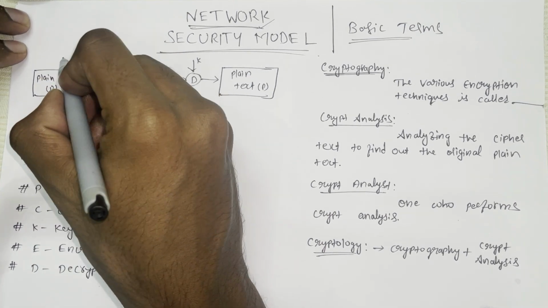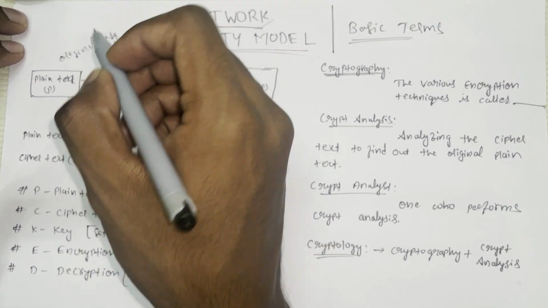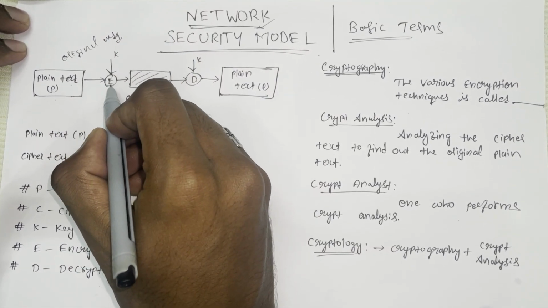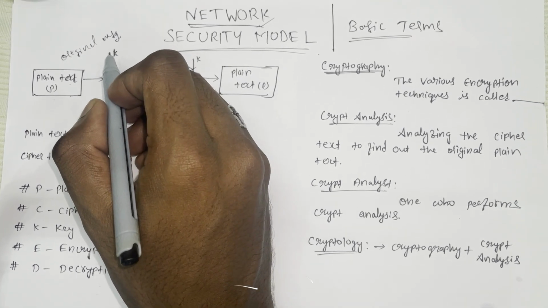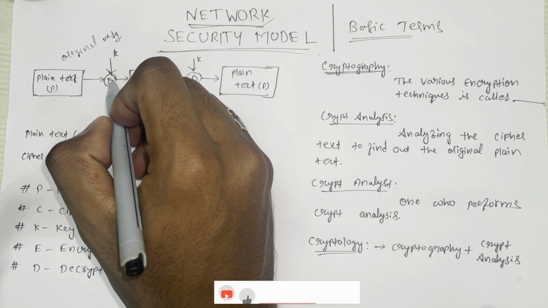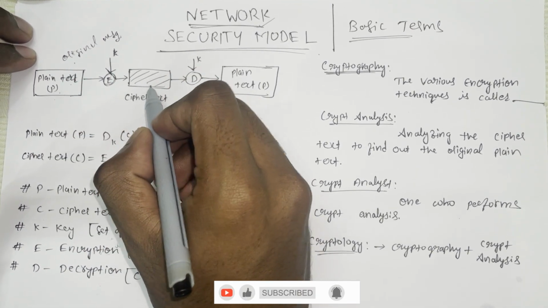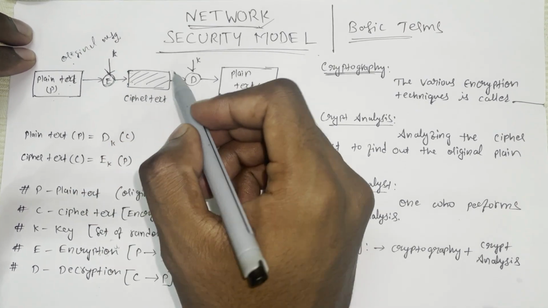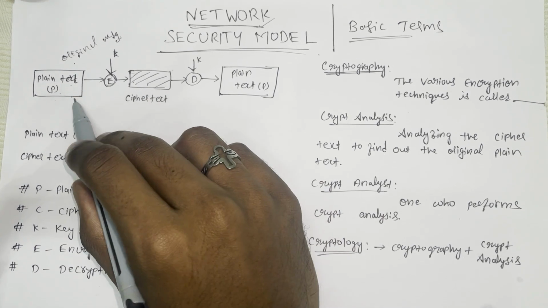Plain text is the original message from the sender, and this is sent into an encryption technique where we will use a key. For encrypting, we will use a key that helps in changing this original message into some unreadable format that is called ciphertext. Now this ciphertext is sent over the internet from the sender to the receiver.